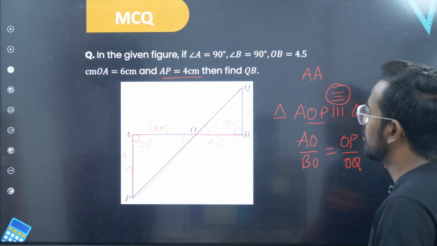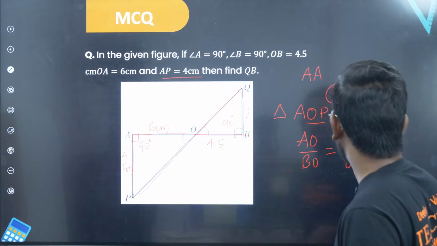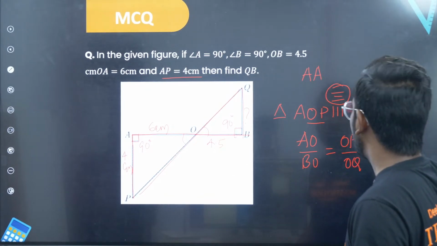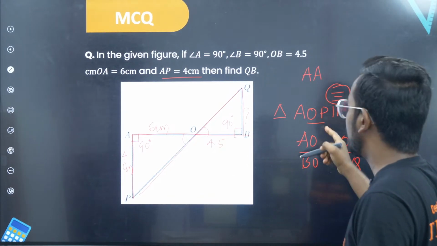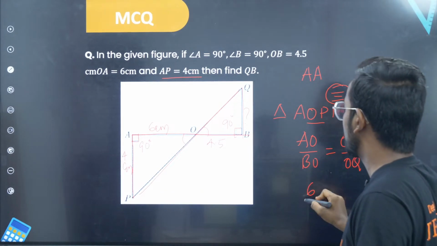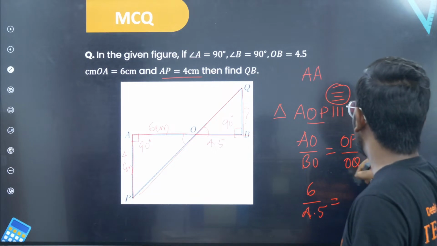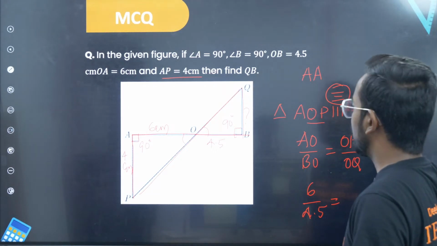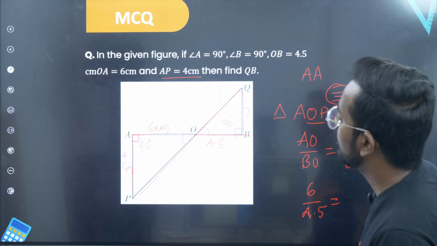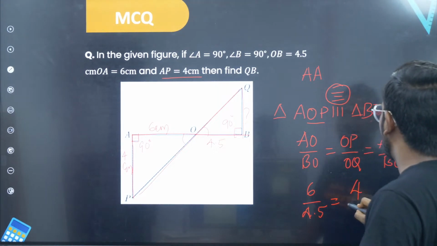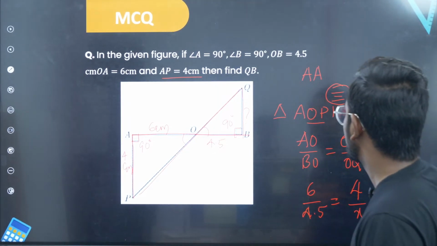So now whichever is given, just try to mention it. Sir, AP is given, I'll take AP, and BQ is to be calculated, and AO is given, sir, this is 6, and BO is given, that is 4.5. So 6 by 4.5 is equal to, I'll skip this and I'll take this. So this is basically AP. Sir, AP is given to be 4 centimeter divided by, let me take this BQ as x.